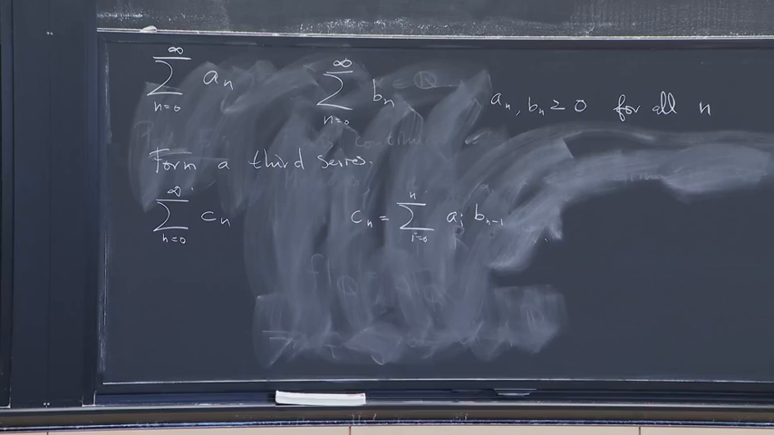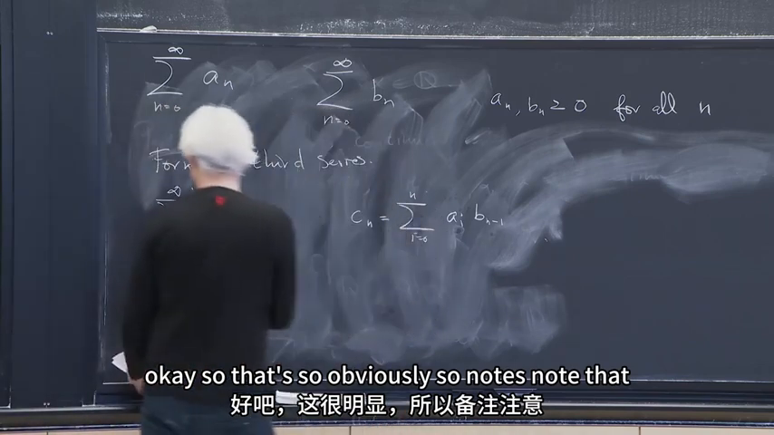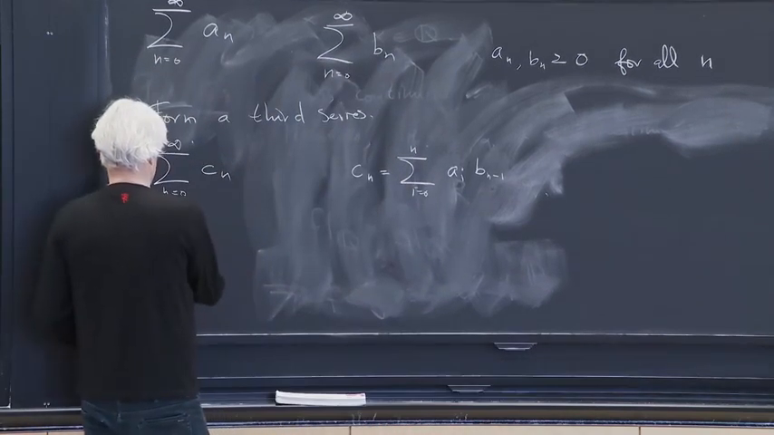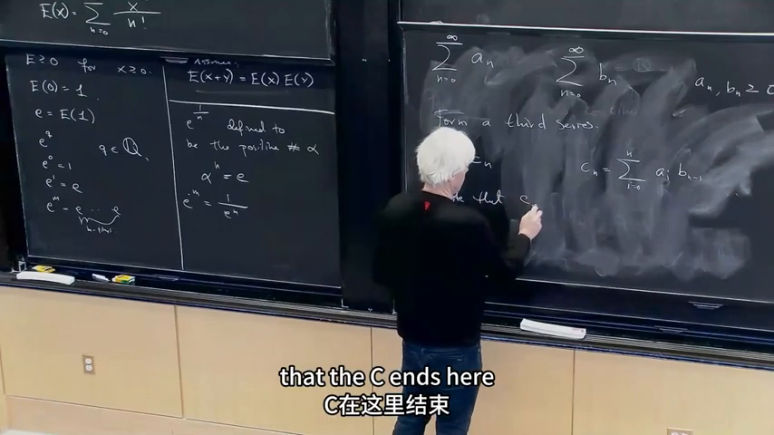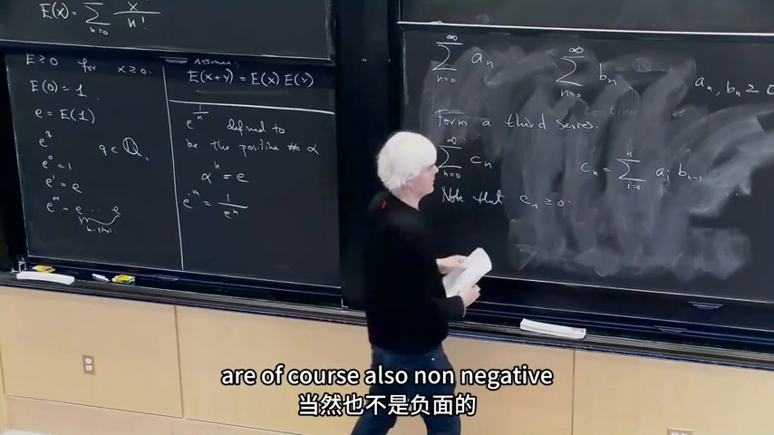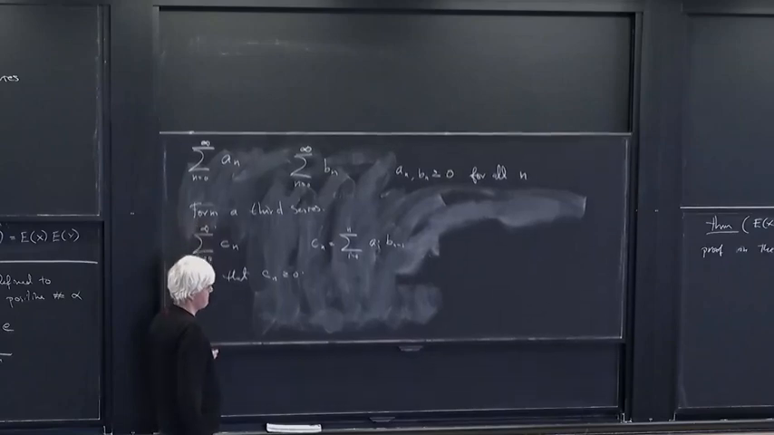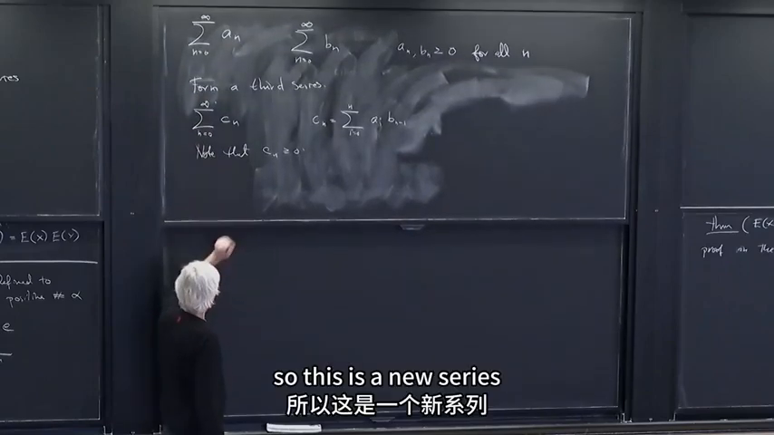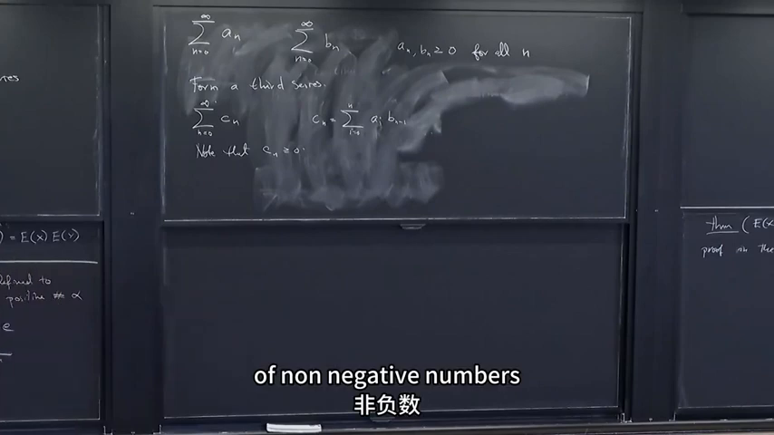Okay, so obviously, note that the Cn's here are, of course, also non-negative. They're just sums of non-negative numbers, right? So this is a new series of non-negative numbers.